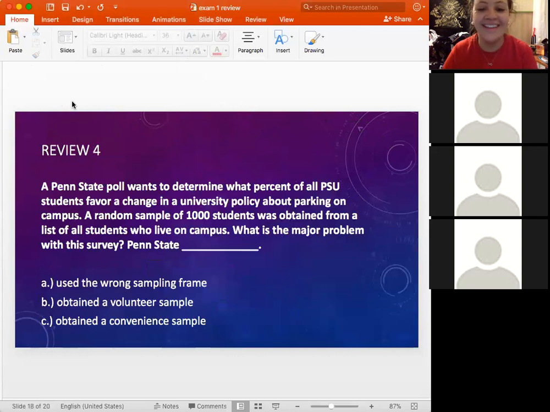All right, a Penn State poll wants to determine what percent of all PSU students favor university policy about parking on campus. A random sample of 1,000 students was obtained from a list of all students who live on campus. What is the major problem with this survey? So go ahead and try this one out. I'll go see who's beeping outside and we'll go over together.